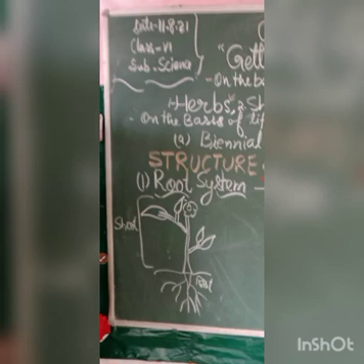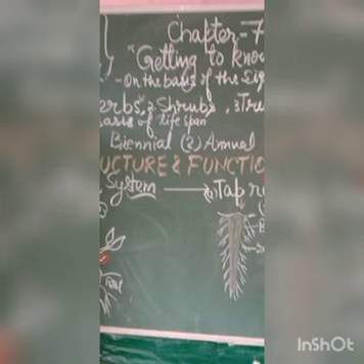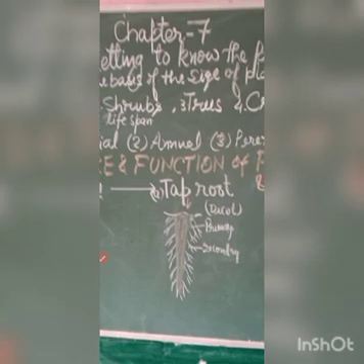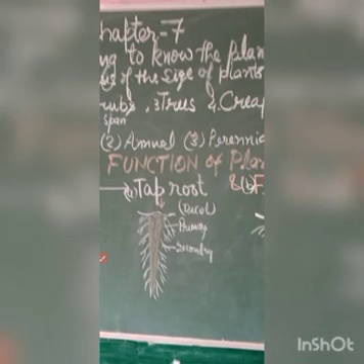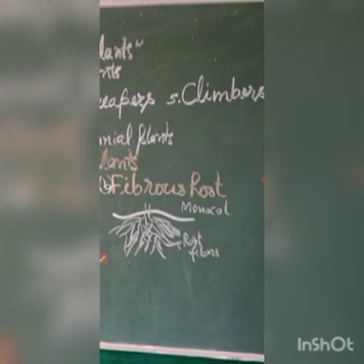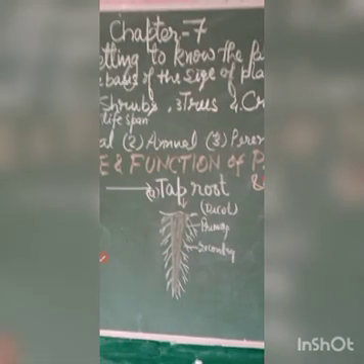In the root system, let us study about the root system like tap root. These are the two types of the root, tap root and fibrous root. Tap roots means, children, a thick root which goes quite deep down, and it is called the primary root. These are called primary root.